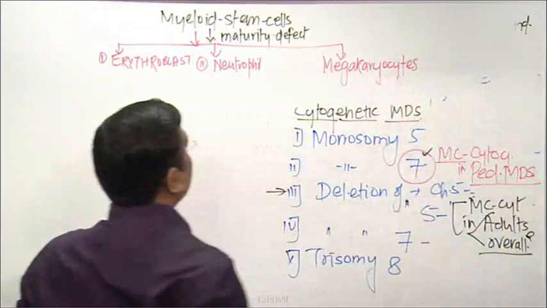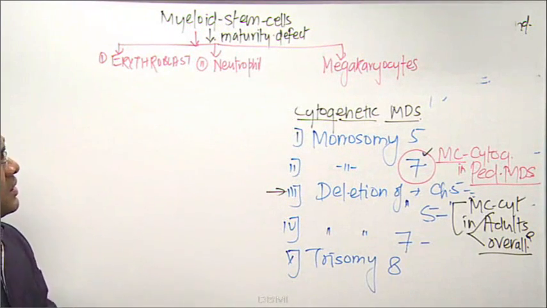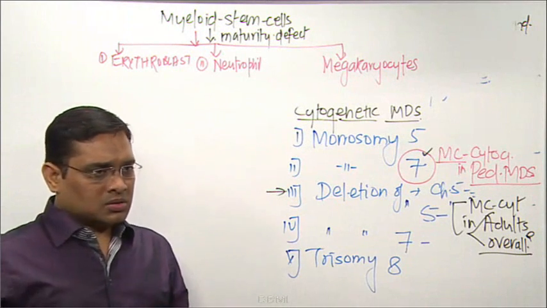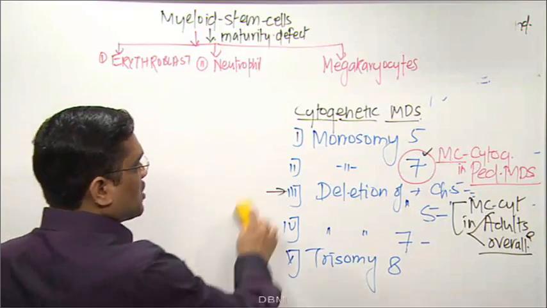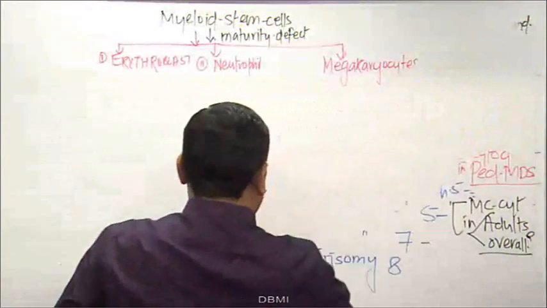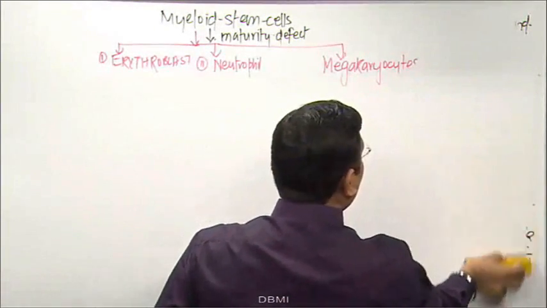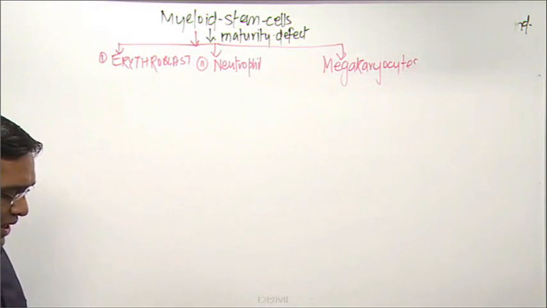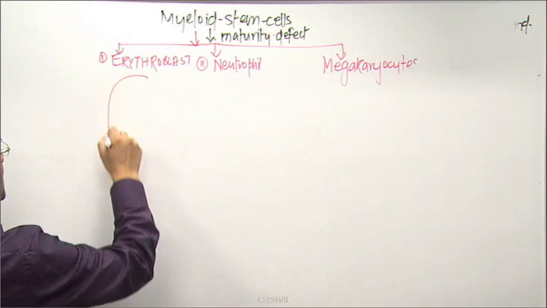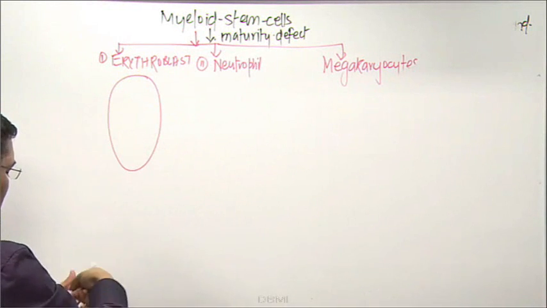So these are 3 cells which are getting maturation defect, or dysplastic change, in a myelodysplastic syndrome. One by one I will tell you and you will understand. These are all very important MCQs in exams. Erythroblastic cells, I am showing you erythroblastic cells here.